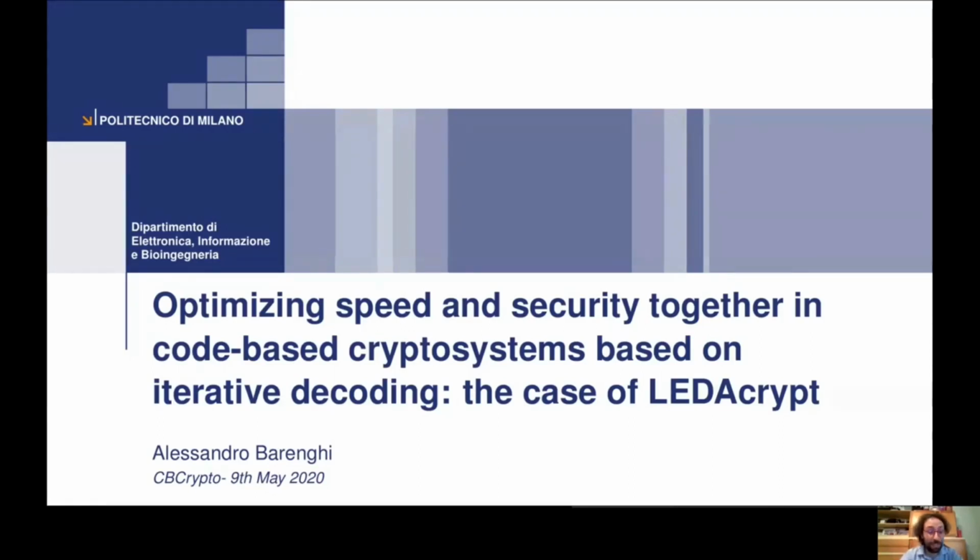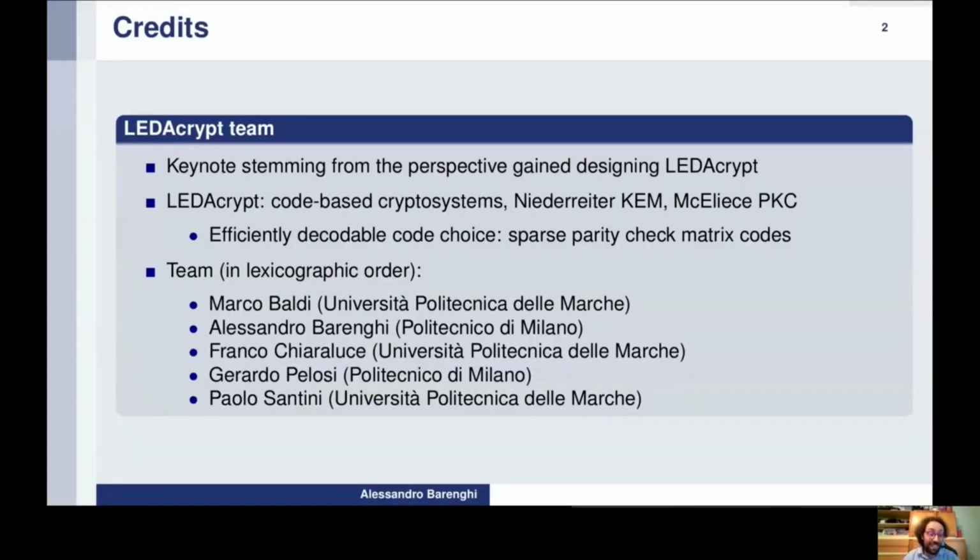I'm Alessandro Barenghi from Politecnico di Milano, and today I'm presenting our point of view on the joint optimization of speed and security when designing code-based cryptosystems with code families which rely on iterative decoding strategies. In particular, I'll be picking the case of LEDAcrypt. The team is listed here in strict lexicographic order.